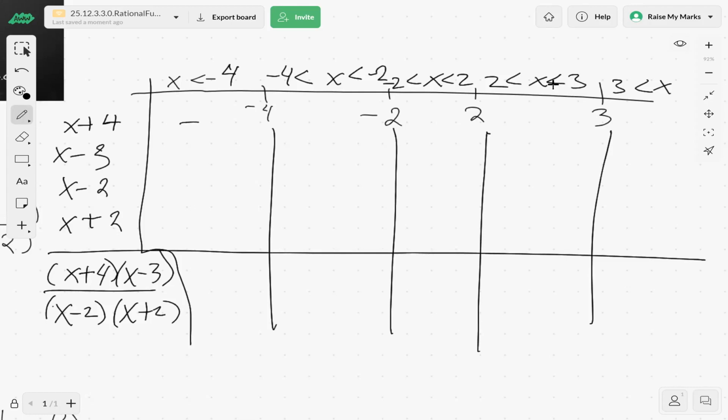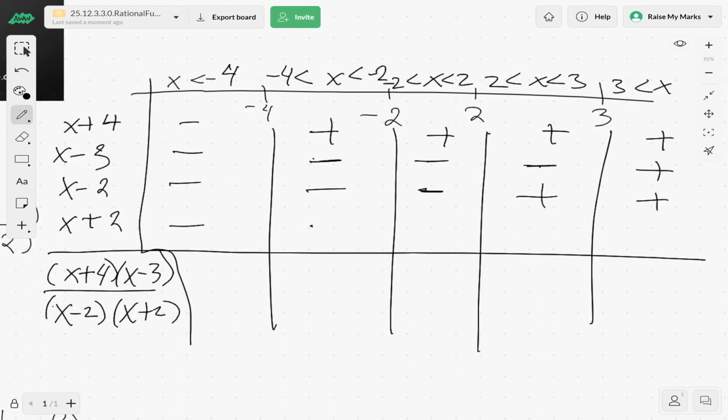So x plus 4 is negative, negative, positive, positive. Okay, good. x minus 3, negative, negative, negative. Good. And then x minus 2. Good. And you can check these as well on your own. x plus 2, negative, negative, positive. Okay, so I think we're good.